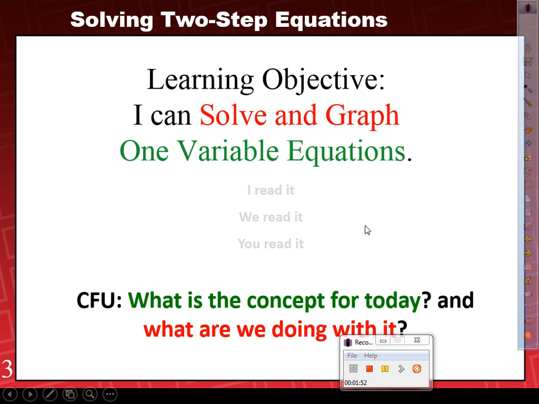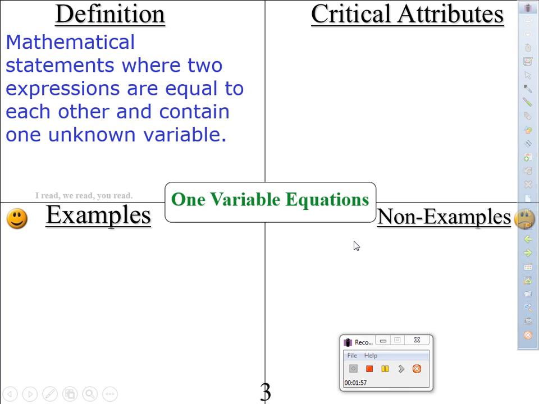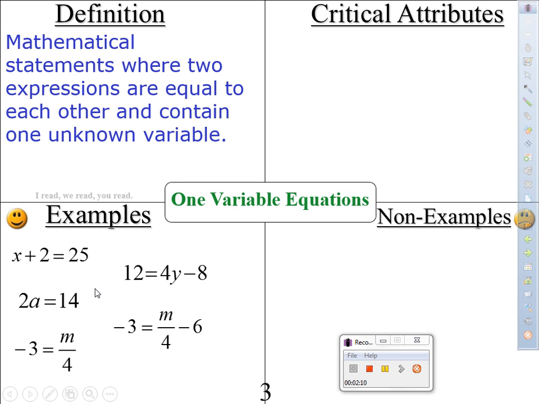And then let's get a fair model for one variable equations. One variable equations: mathematical statements where two expressions are equal to each other and contain one unknown variable. Examples: x plus 2 equals 25, 2a equals 14, negative 3 equals m over 4, 12 equals 4y minus 8, negative 3 equals m over 4 minus 6. Copy those, please.